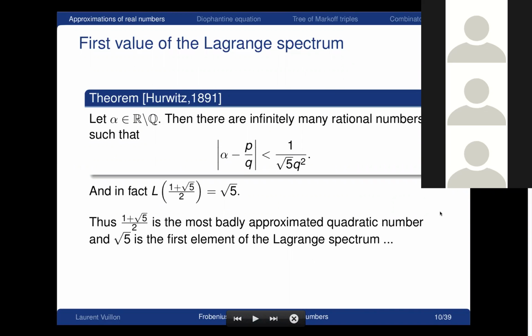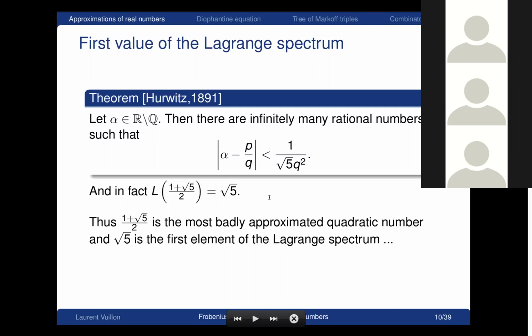So the first L, in fact, is the square root of 5. This is a theorem of Hurwitz. If you take an irrational, there are infinitely many rational numbers p over q such that the distance is less than 1 over square root of 5 q squared. So if you compute the alpha with this property, you find that the alpha is exactly (1 plus square root of 5) over 2. So L of the golden number is exactly the square root of 5, okay?